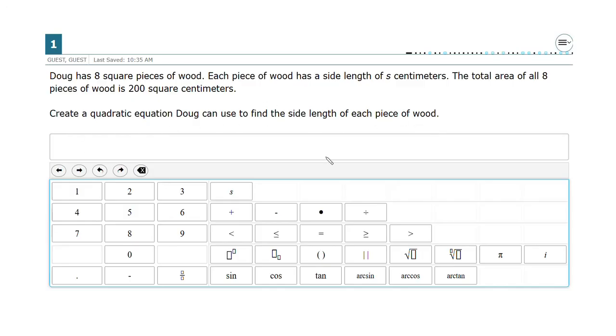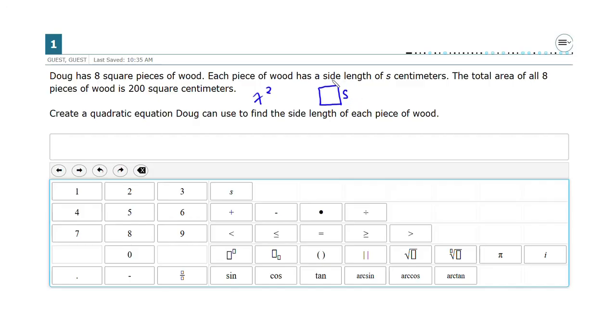Now, this question might sound more difficult or complex than it actually is because they throw in the word quadratic. But remember, quadratic only means that our variable has an exponent of 2 on it, like x squared. And that makes sense if you think about what's going on here. We have 8 pieces of wood. Each piece of wood is a square, and we know that in a square, all sides are equal. So if all 4 sides are the same length, then we could just say that each side measures s.